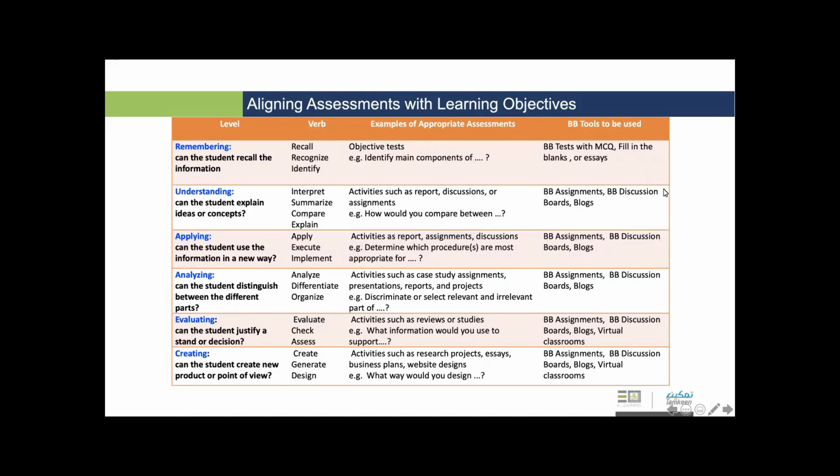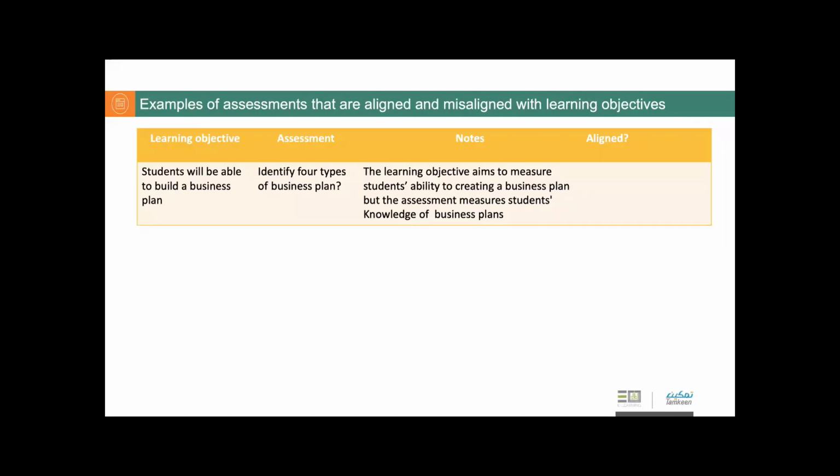Now we can see examples of aligned and misaligned assessments with learning objectives. In this example here, we have a learning objective, that is, a student will be able to build a business plan, and the assessment is identify 4 types of business plan.